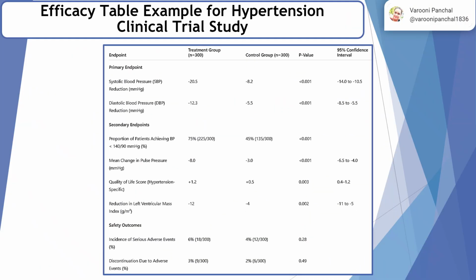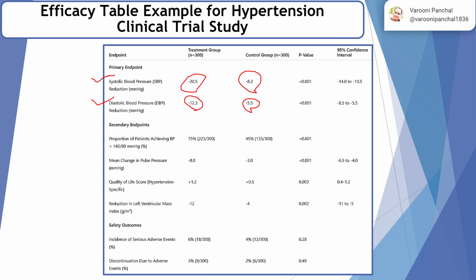Explanation of key components: systolic and diastolic blood pressure, SBP and DBP, reduction. These primary endpoints measure reductions in SBP and DBP from baseline. The treatment group shows a greater reduction in SBP, minus 20.5 millimeters of mercury versus minus 8.2 millimeters of mercury, and DBP, minus 12.3 millimeters of mercury versus minus 5.5 millimeters of mercury, than the control, indicating effective blood pressure control.